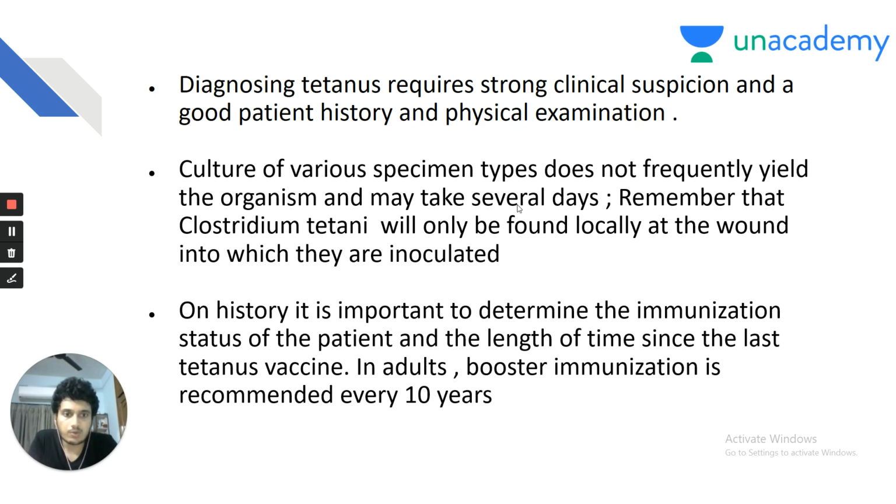On history, it is important to determine the immunization status of the patient and the length of time since the last tetanus vaccine was taken. In adults, a booster of immunization is recommended every 10 years. So, it is very important to determine the immunization status of the patient in a case of tetanus, as the immunization status is very important in determining whether the patient is susceptible to tetanus infection or not. So, a strong clinical suspicion and a good history is all that is needed to diagnose a case of tetanus.